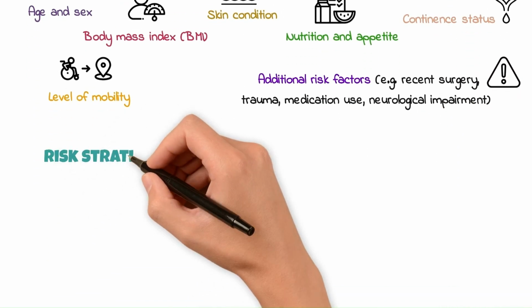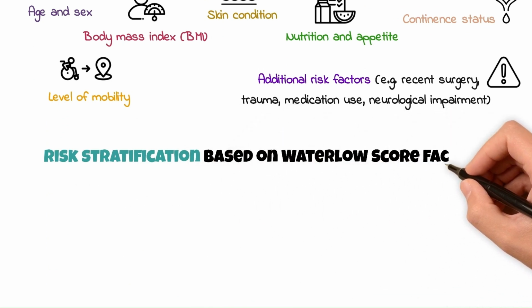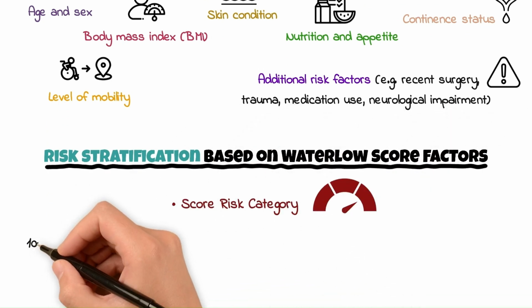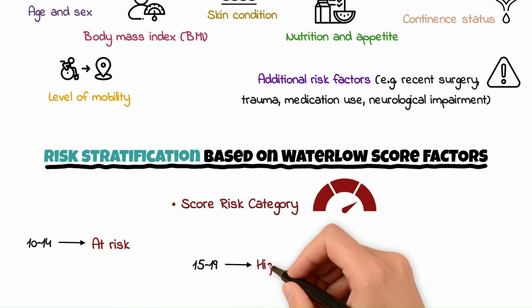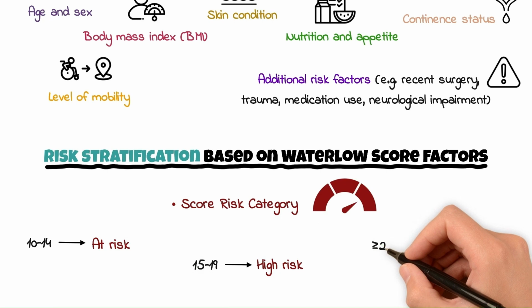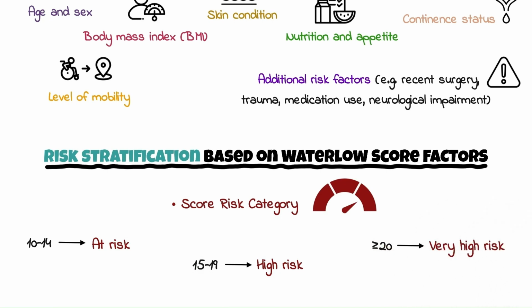The risk stratification based on the Waterlow score: 10 to 14, at risk; 15 to 19, high risk; 20 or above, very high risk.